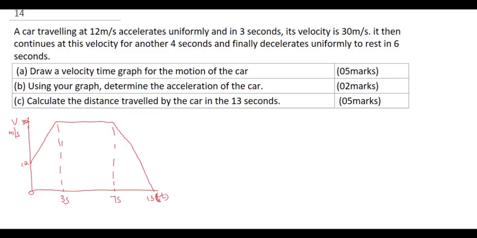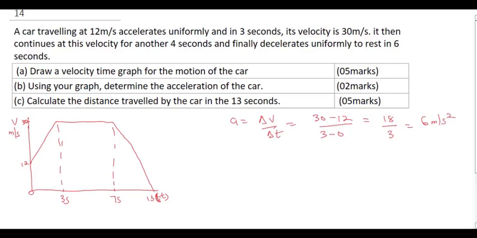So having drawn our graph, now we're going to be solving for B, which says using your graph determine the acceleration of the car. Now you need to recall that acceleration is equal to change in velocity over change in time. From here it moved from a velocity of 12 to 30. So the change is going to be 30 minus 12, all divided by the change in time, which is 3 minus 0. So this is going to give us 18 over 3, which is 6 meters per second squared.